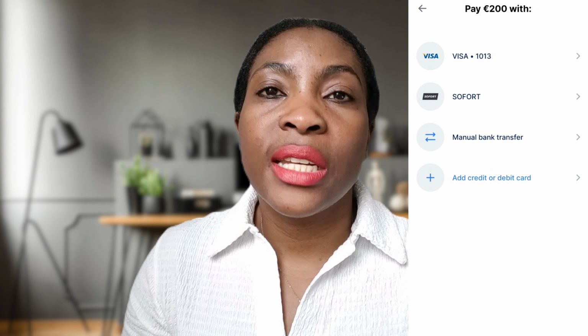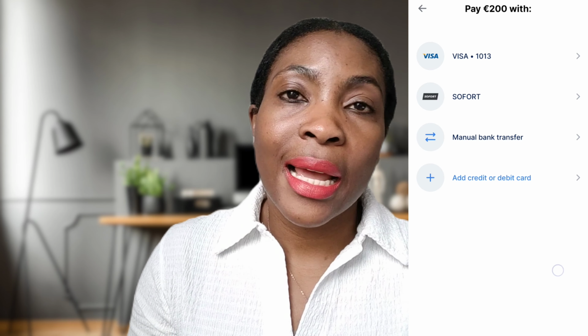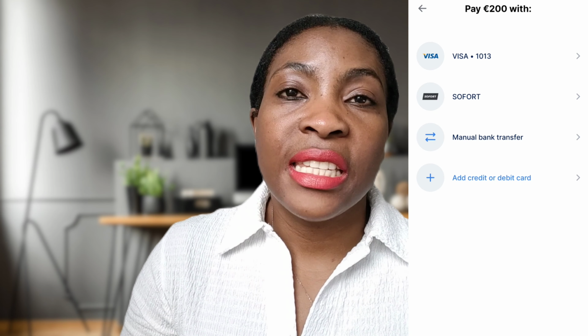So you have different options on how you're going to send the money via TransferGo. They give you an option that you can send the money via a Visa debit card, or they can take money directly from your bank account, or you can transfer the money to TransferGo's bank account. So those are the different ways that you will allow TransferGo to take money that they will transfer to the person or the country where you want to send the money to.